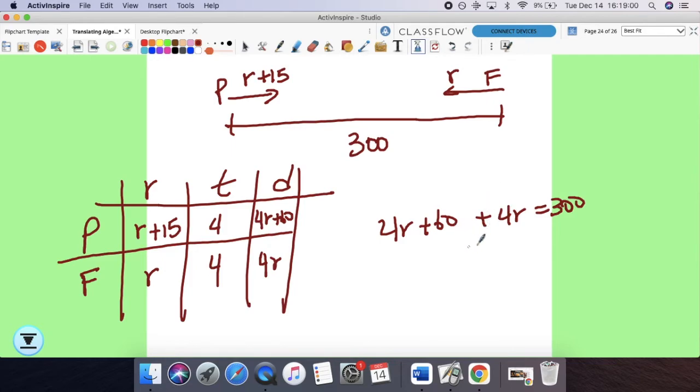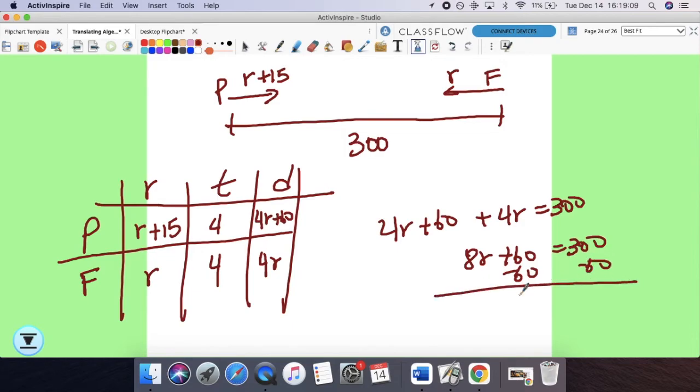Now it's just solving. Combine like terms, 8R plus 60 equals 300. Subtract 60 from each side. You get 8R equals 240. Divide both sides by 8, and R equals 30. So now that I know R, that's the speed of the freight train. The speed of the freight train is 30 miles an hour. And the speed of the passenger train is 30 plus 15, or 45 miles an hour.